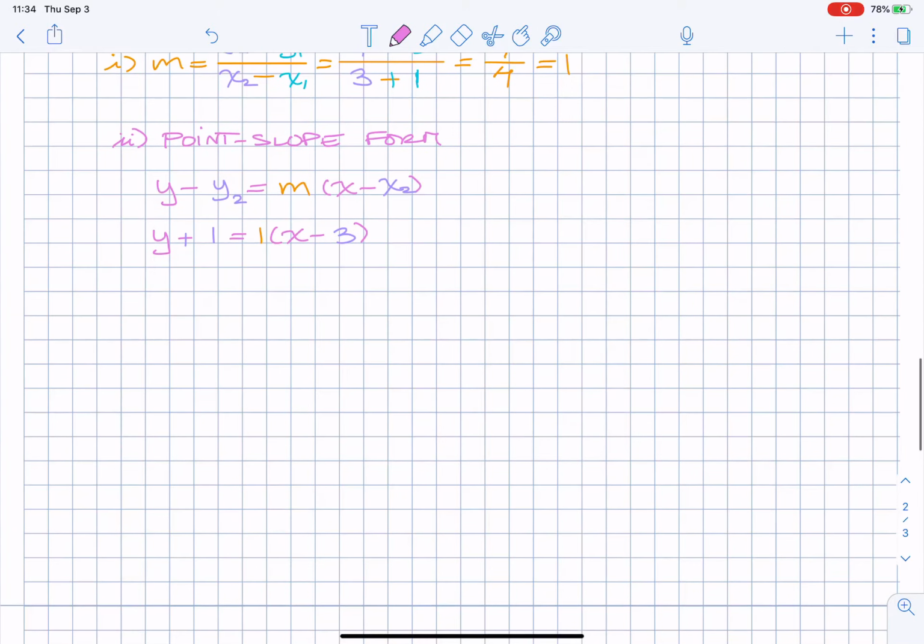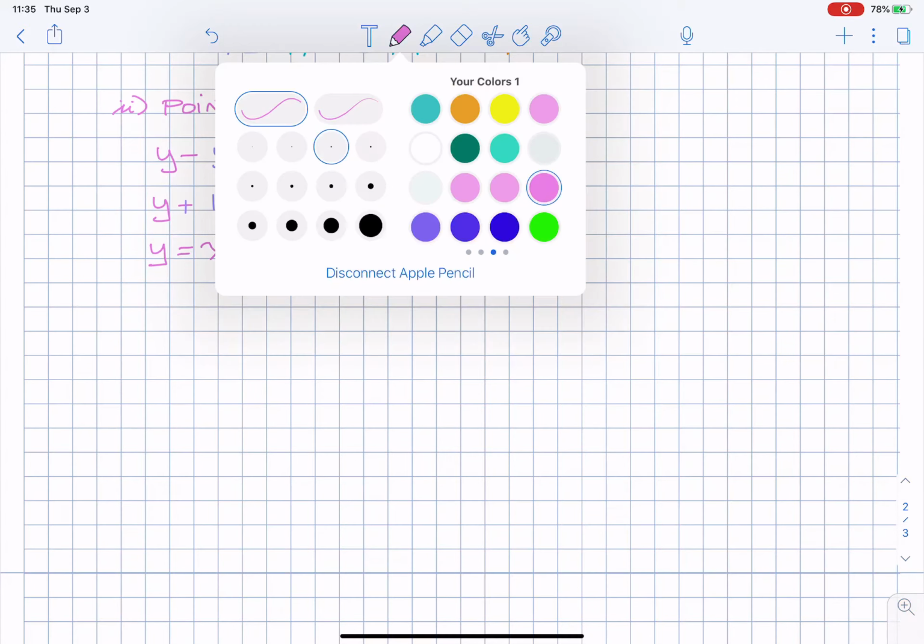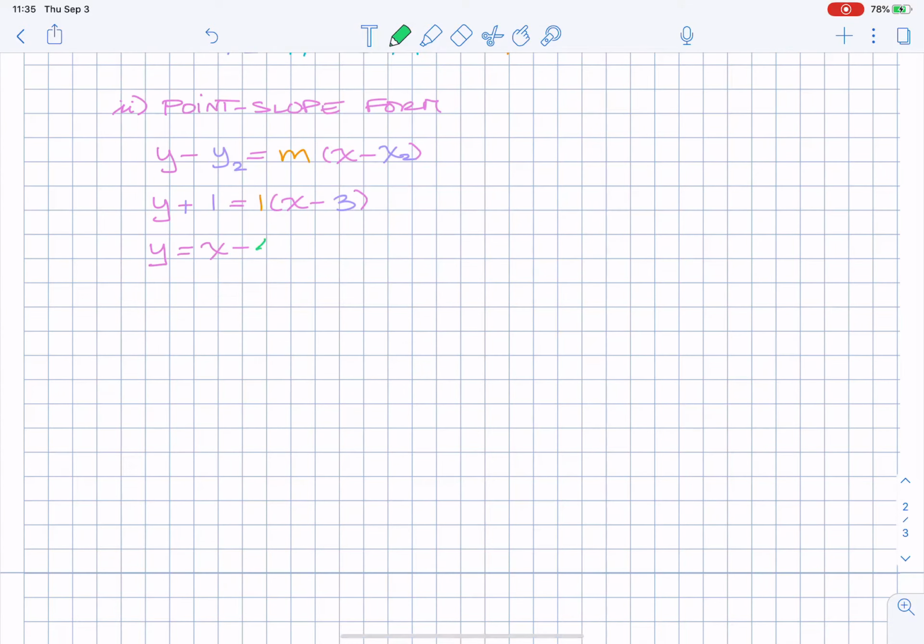Okay, so we can distribute the 1, but that's pretty simple. So I'm just going to go ahead and subtract 1 from both sides. So we get that y is equal to x. So I have a negative 3, and I'm subtracting 1, so minus 4. I'm going to do this in green because I want us to note the y-intercept. So we've gone from point-slope to slope-intercept form.